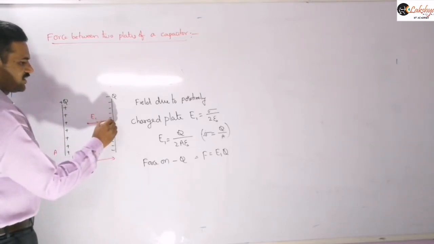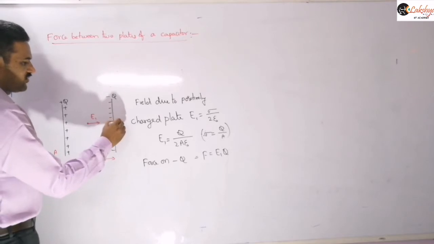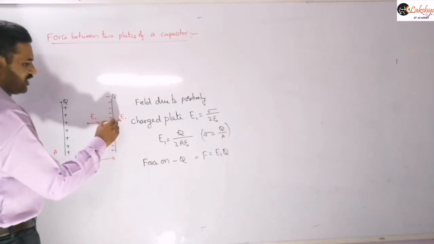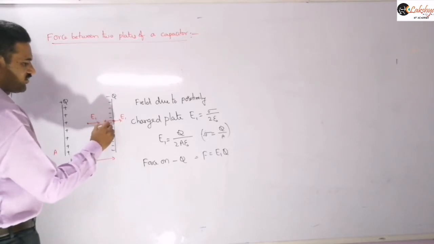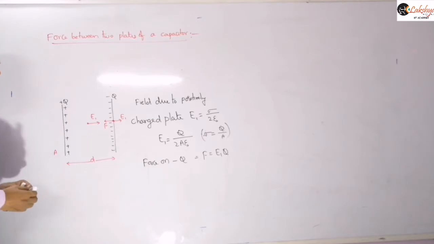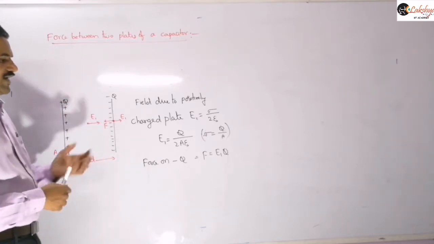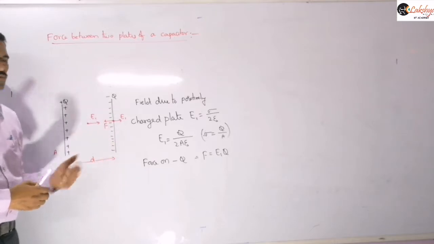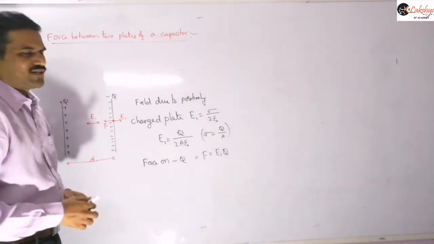So that this field at this point is along this direction, and this is opposite charge here, so that force will be along this direction here. So that force on this plate will be along this direction, so that is a negative attractive force here, the force on this negatively charged plate. So we are just writing the magnitude here.